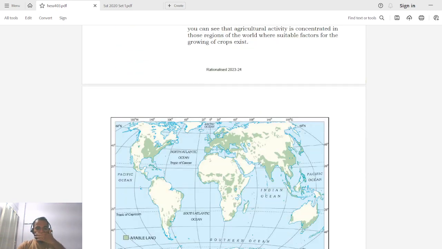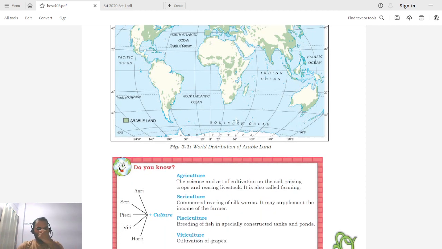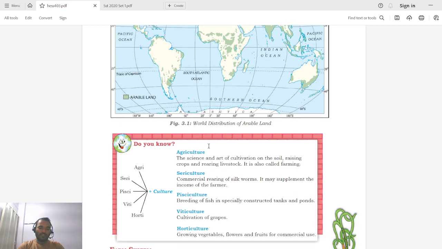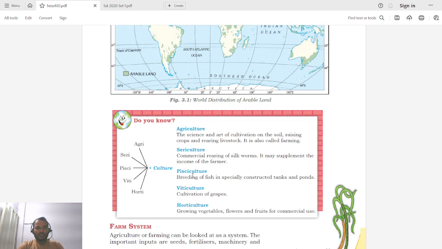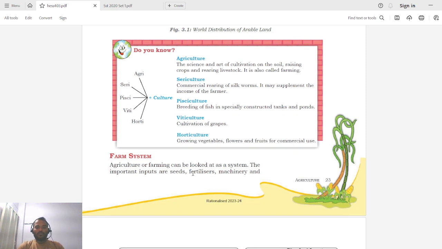Then we saw what is the arable land, the total arable land in the world, and basically we saw some definitions like agriculture, sericulture, pisciculture, verticulture, viticulture, horticulture, and so on.